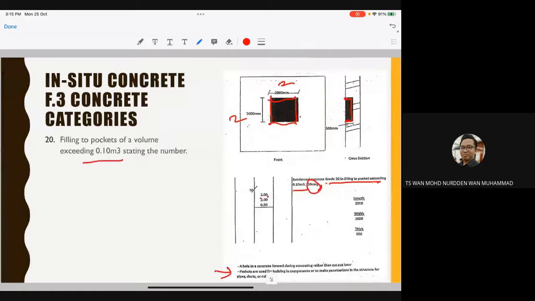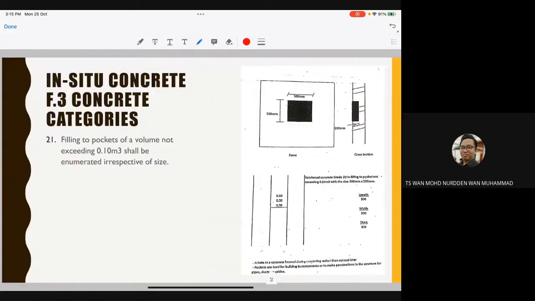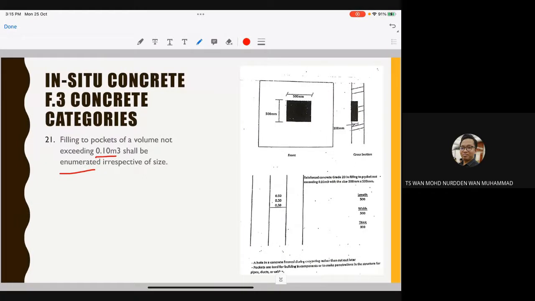Kalau tadi unit dia dalam meter cube lah kan? Meter cube. Tapi kalau less than that, less than 0.1 meter cube, it should be enumerated, maksudnya in numbers lah. Okay, in numbers.